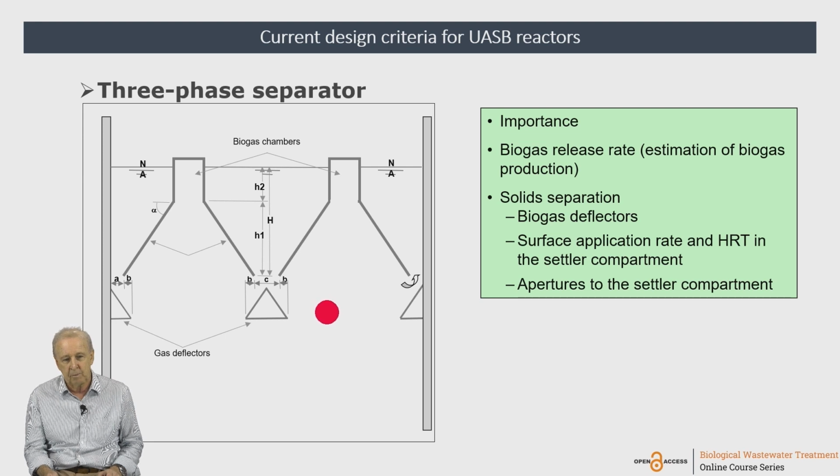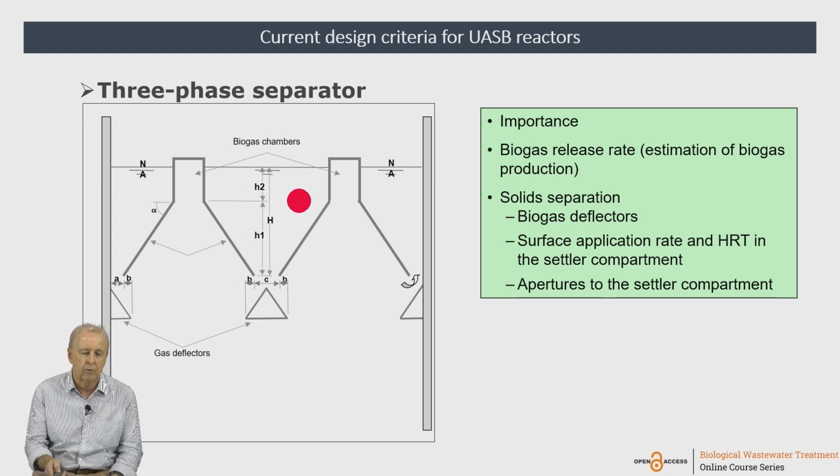So there are many aspects that we should comply with here, like the hydraulic retention time inside the settler compartment, the surface loading rate in the settler compartment, the velocity through the apertures, the biogas release rate in this interface between liquid and biogas, and the slope of the three-phase separator. So there are many aspects that we should comply with here.